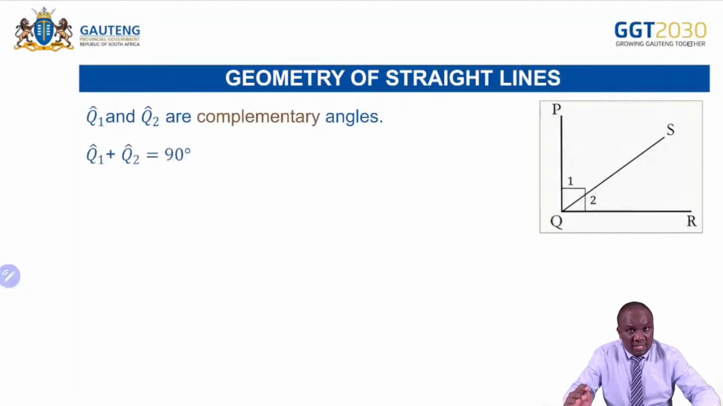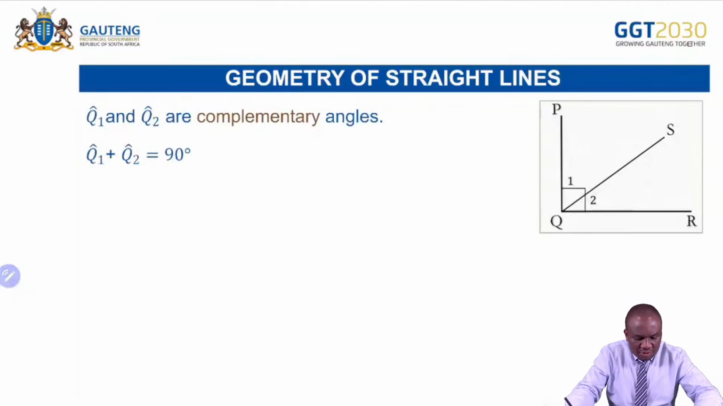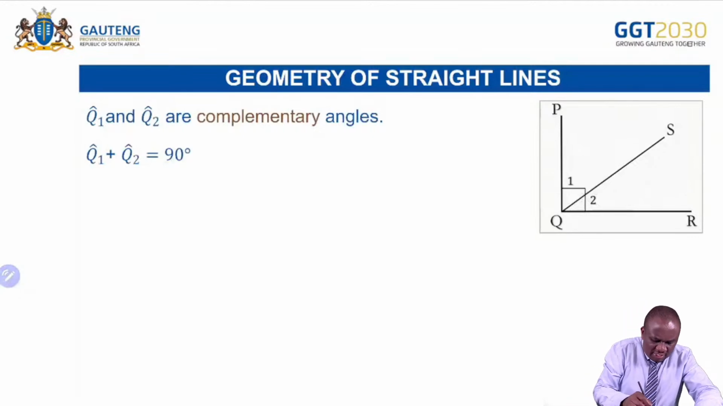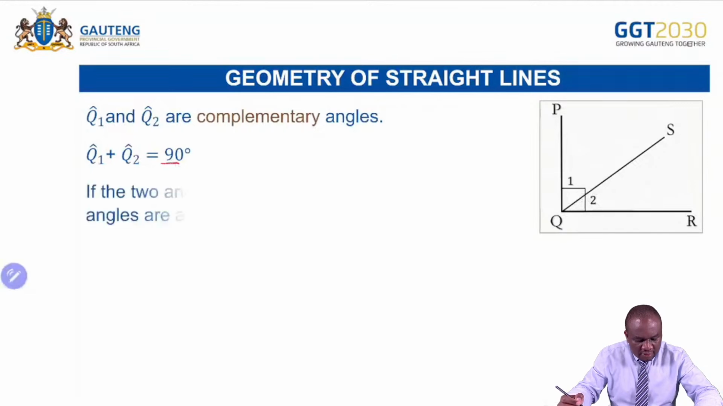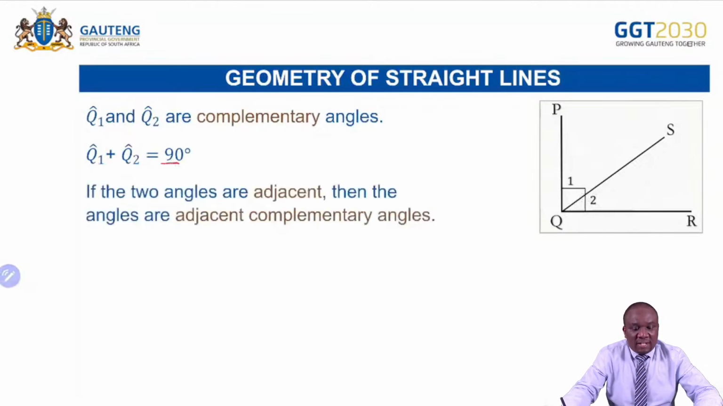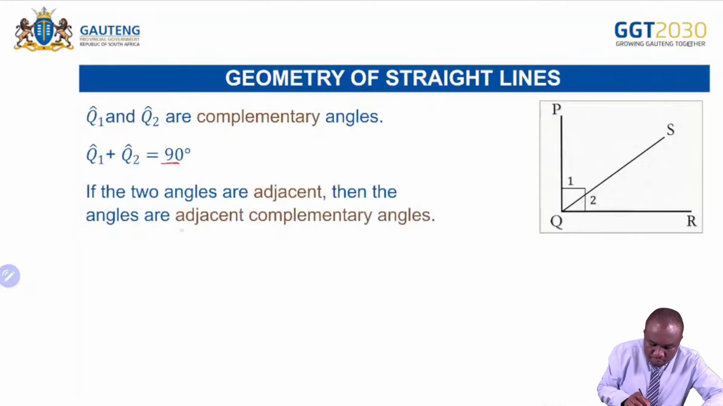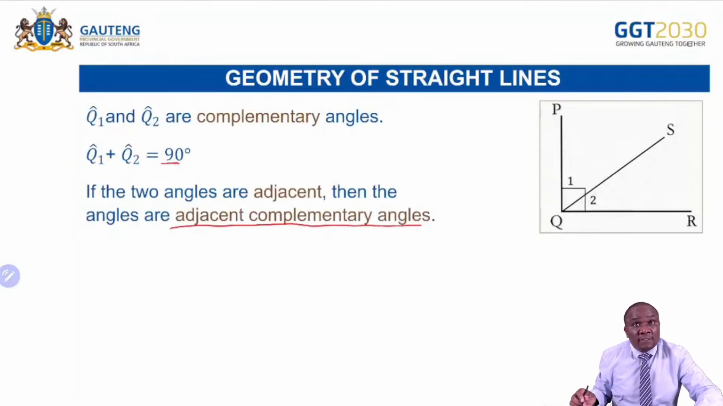I'll give you time to write short notes. You don't need to write everything you see on the slide. Just short notes, then you'll be fine. Q1 plus Q2 is equal to 90 degrees. If two angles are adjacent and complementary, they are adjacent complementary angles, because angles can be complementary without them being adjacent.